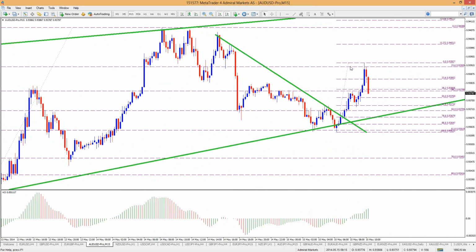Price is moving pretty fast. It looks pretty impulsive to the downside. I would probably wait for a bit more confirmation on the 15, some bounce there.